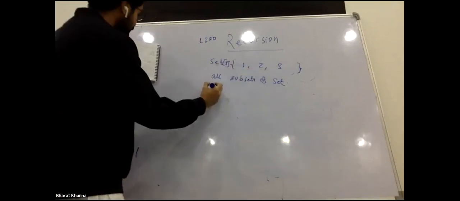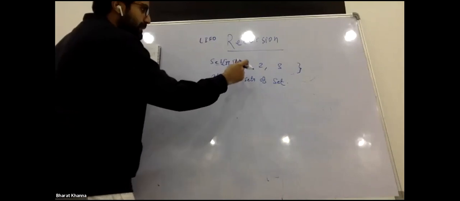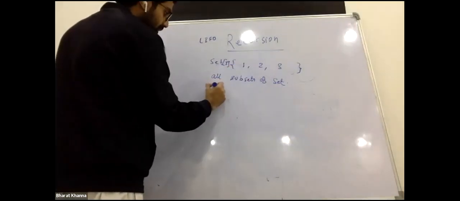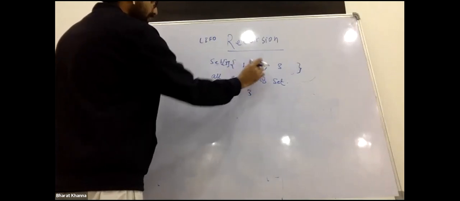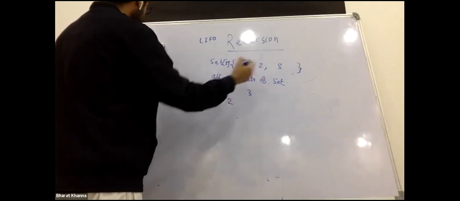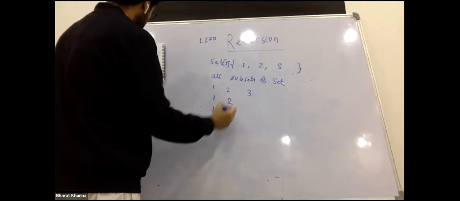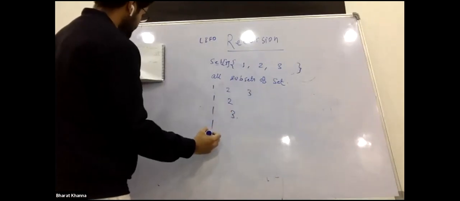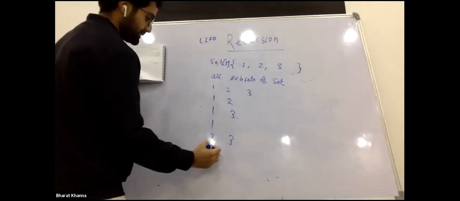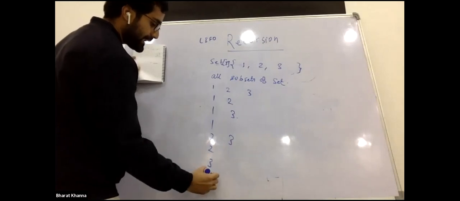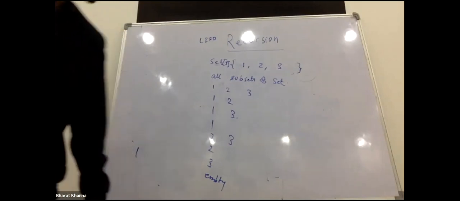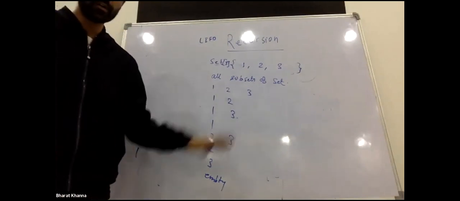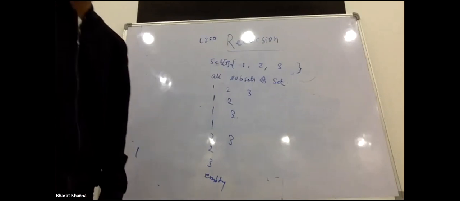I'm just going to write down a few of them. So first subset could be where everything is present: 1, 2, 3. Second subset could be where 1, 2 is present. Third subset could be 1, 3, then 1, then maybe just 2, 3, just 2, just 3, and then the last one could be an empty subset. Is that clear? Could you all follow what the subsets are of this given set?